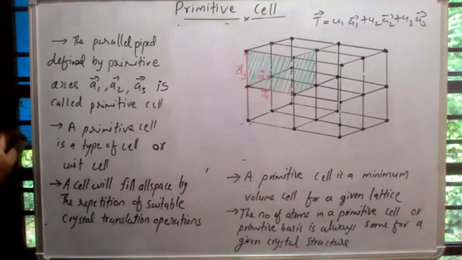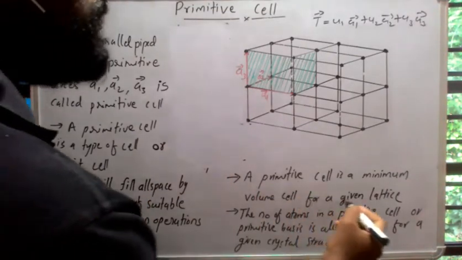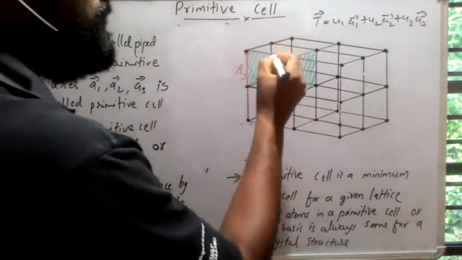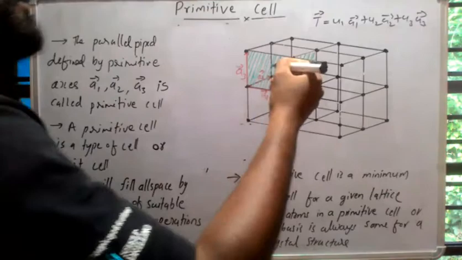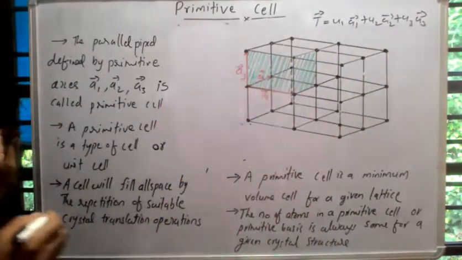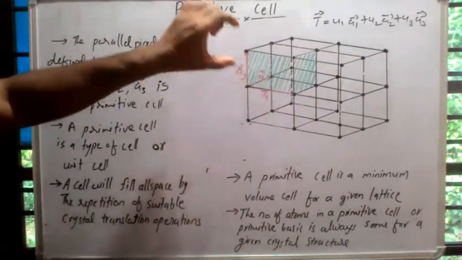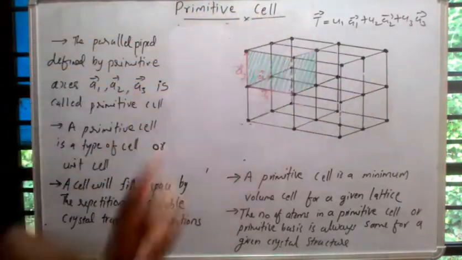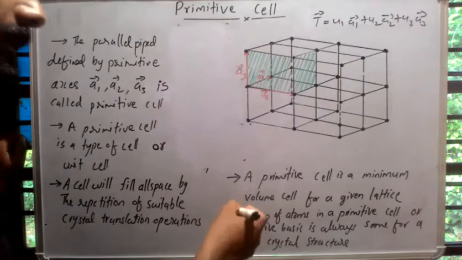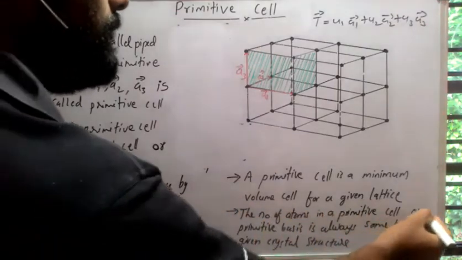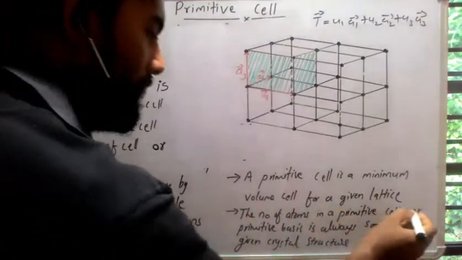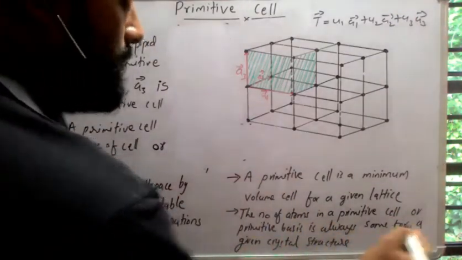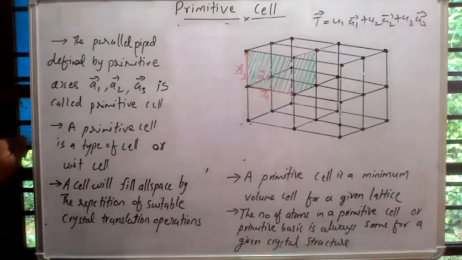The next point is that a primitive cell is a minimum volume cell for a given lattice. No cell having less volume than this primitive cell can make the crystal by its repetition. Only by repetition of the fundamental building block, the primitive cell, can we make the whole crystal. The next point is the number of atoms in a primitive cell. The number of atoms in a primitive cell is known as the primitive basis, and it is always the same for a given crystal structure.